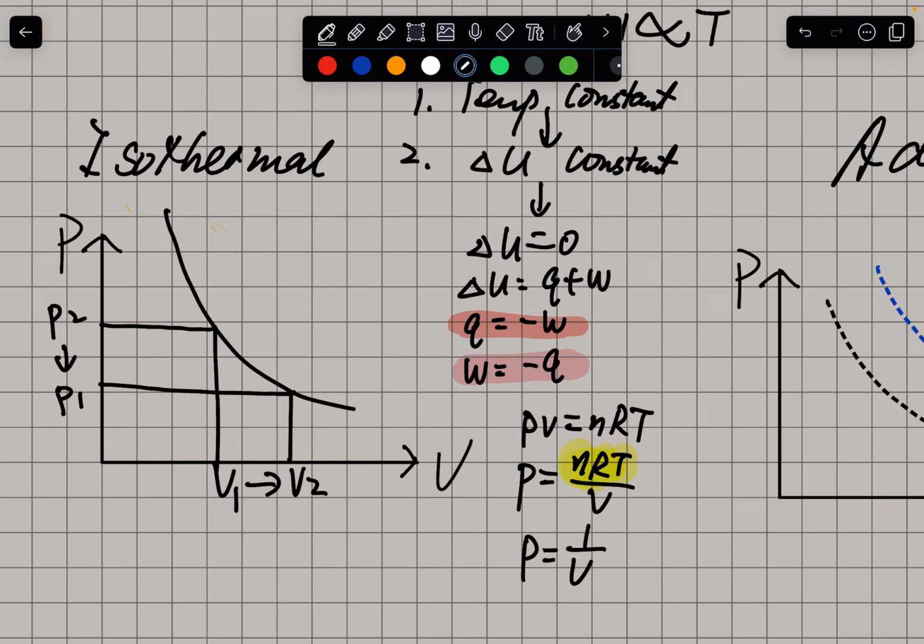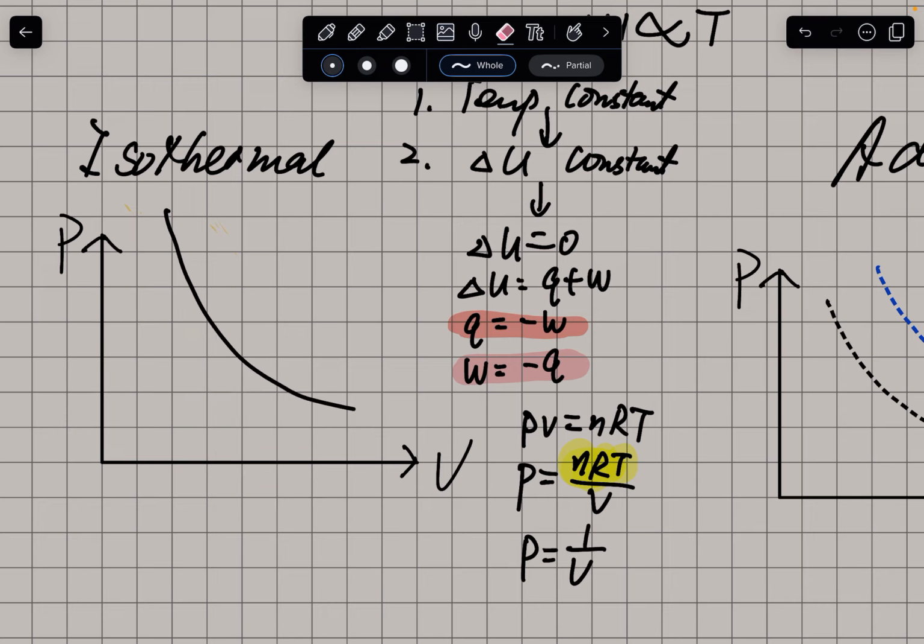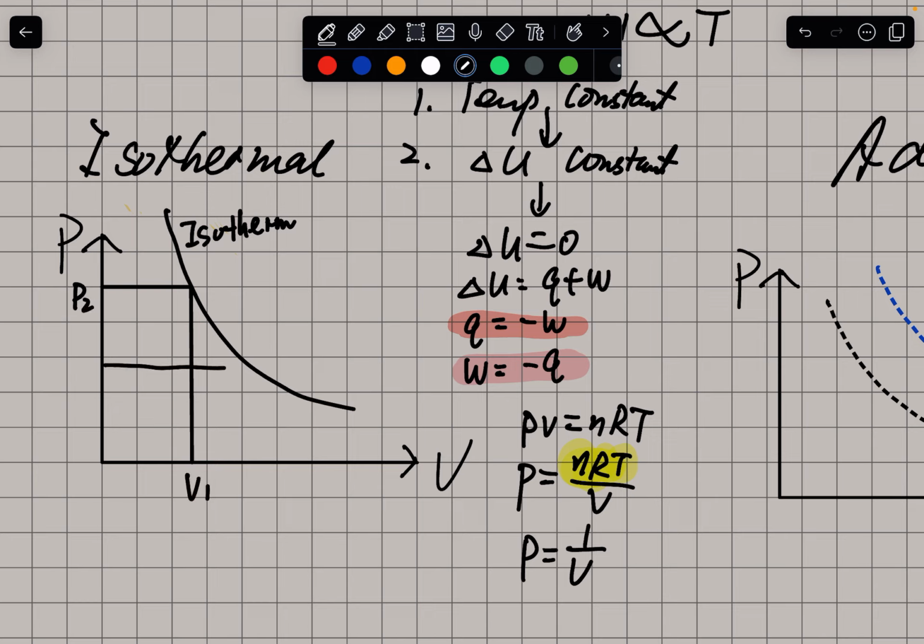And then the other thing I want to point out is that this isothermal diagram is really called an isotherm. This line is called an isotherm, meaning every single point here has some P. This is P2, this is V1. And let me grab another point where I have P1 and V2. So this point and this point really have the same temperature.